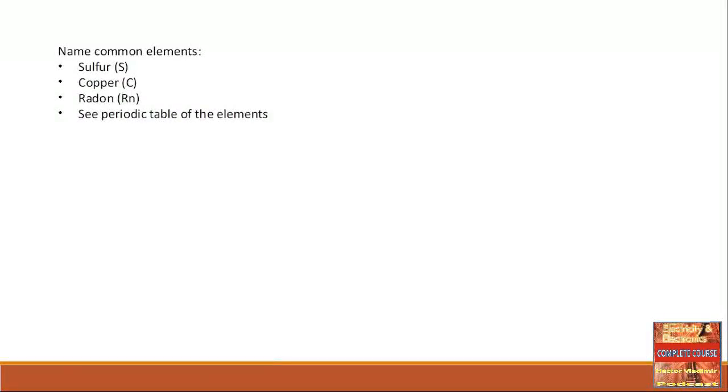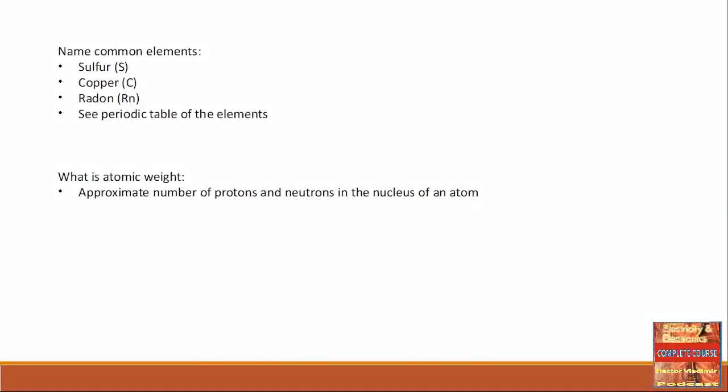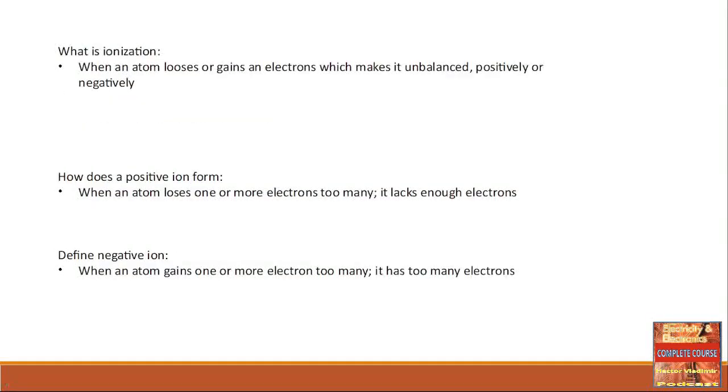Name common elements. Sulfur, copper, and radon are just a few. See periodic table for more elements. What is atomic weight? The approximate number of protons and neutrons in the nucleus of an atom. What is the atomic number? The number of protons or electrons in an atom.